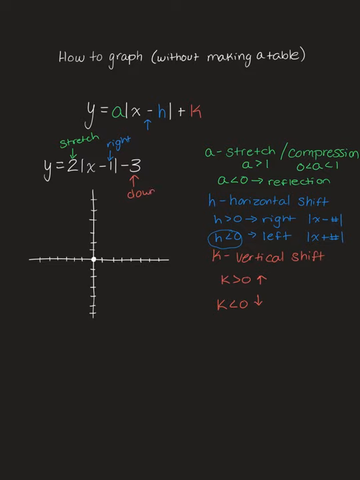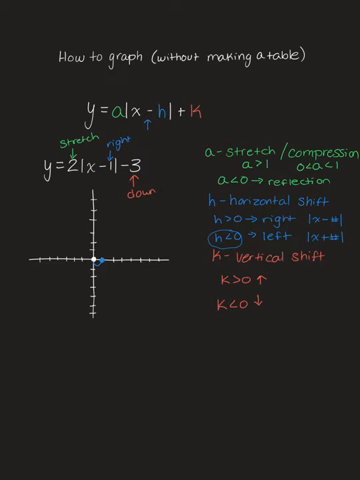Okay? So on my graph here, I have already plotted the vertex, which is the bottom of the v of the parent function. Okay? The vertex of the parent function is at 0, 0. So without having to make a table, I can start to move this vertex based on some of the transformations that I see happening. So what I'm going to do is I know that this vertex is going to move right 1. So I'm going to take it and put it right there.